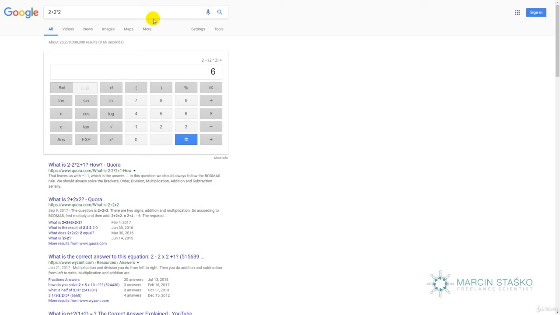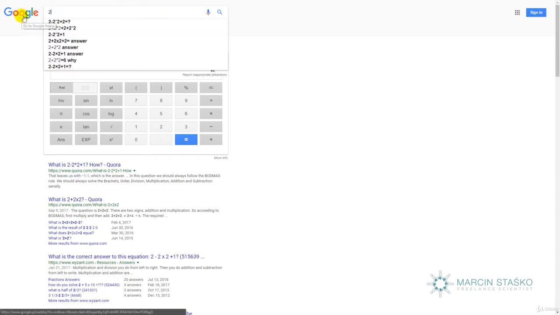Google Calculator has already implemented the calculation priority, and as you can see, the multiplication has higher priority than addition. You can go forward. You can use, for example, the power, 2 to the power of 2.